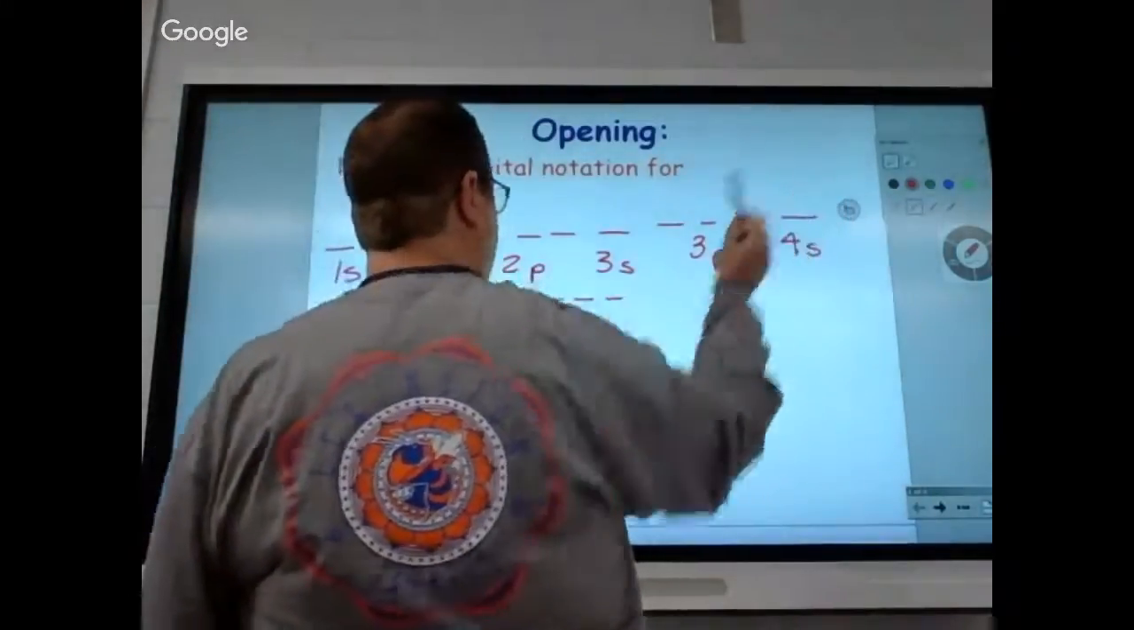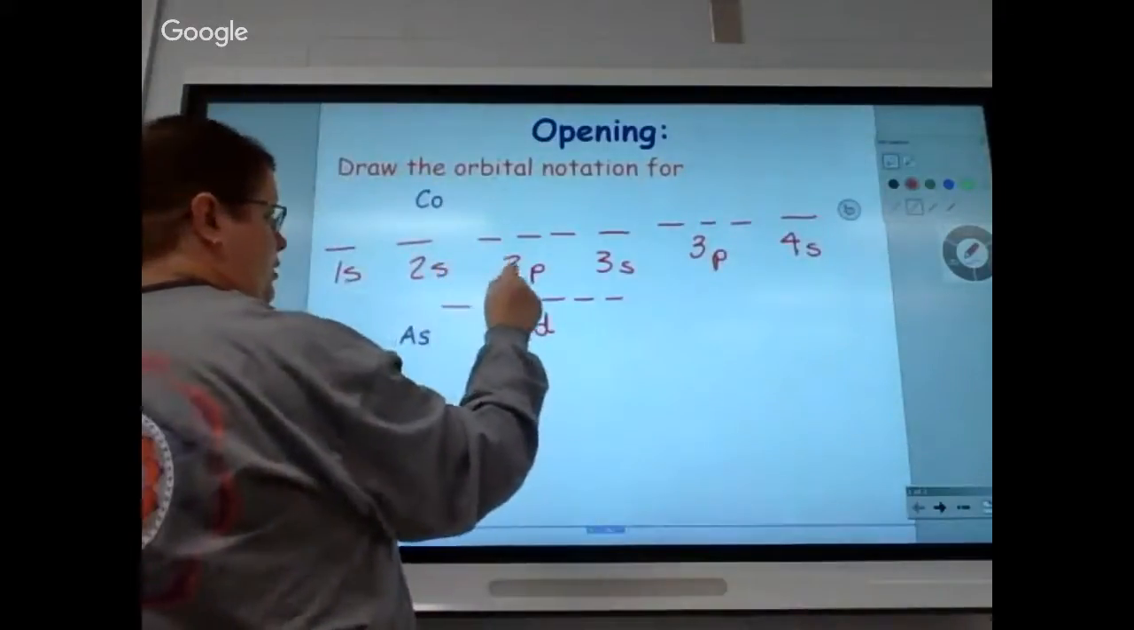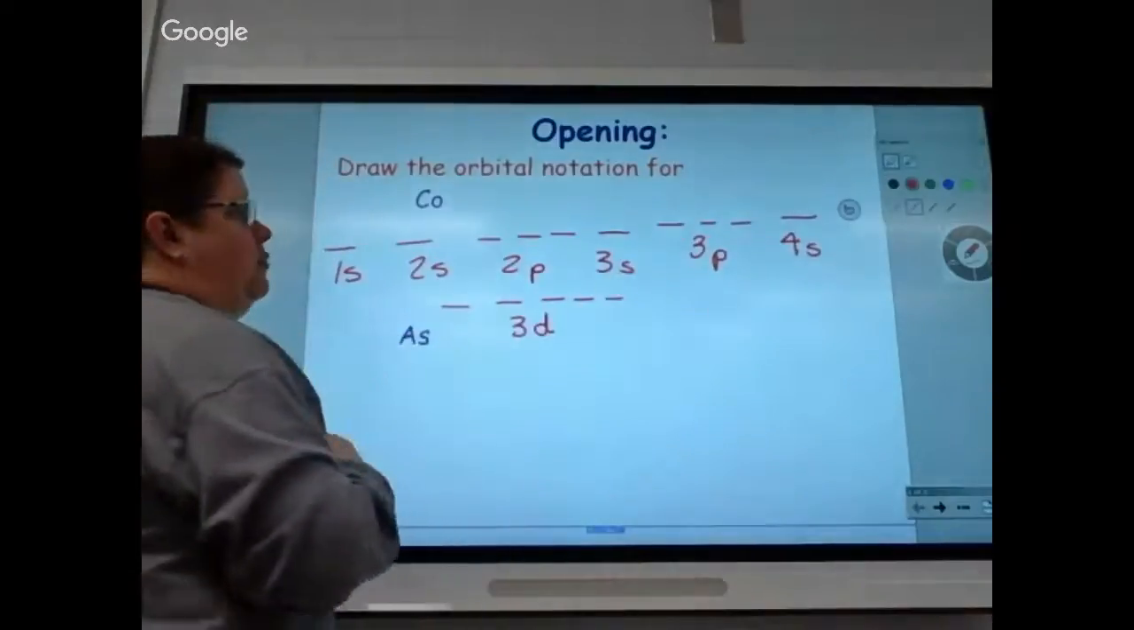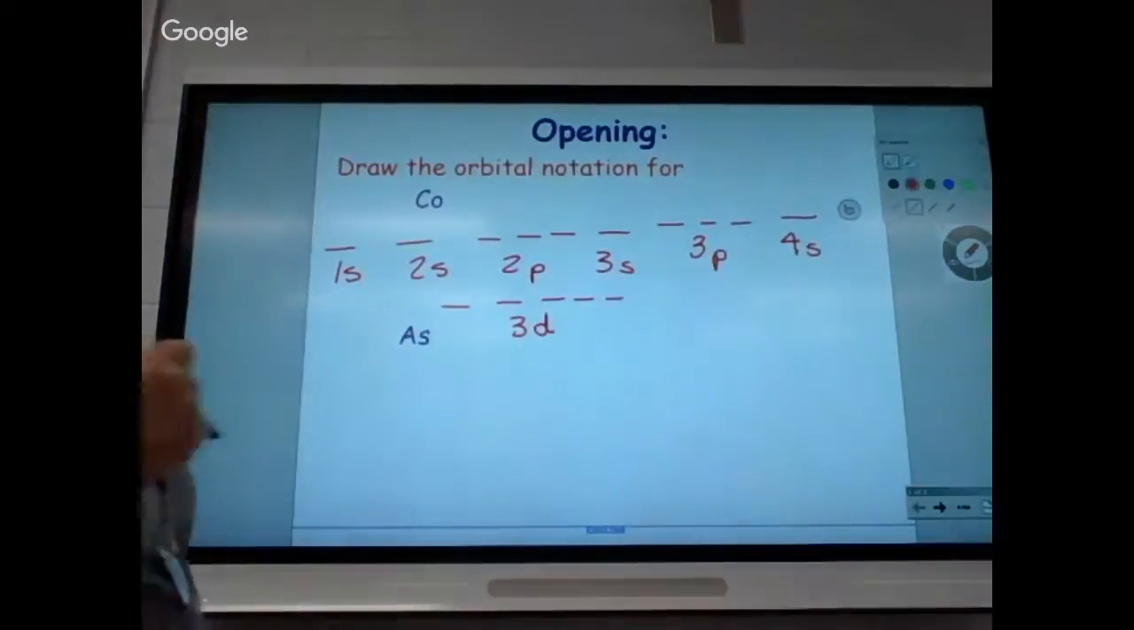Okay, so that was 20. So this would be 22. So 30 will cover 27 electrons. So we don't need to go any further than 3d.